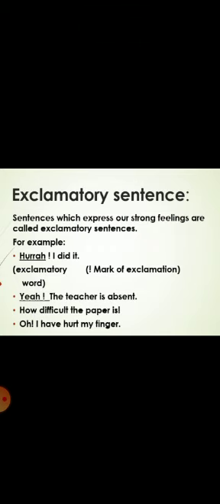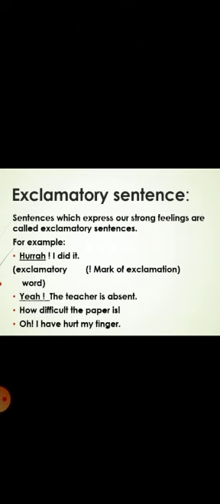Similarly, there is another kind of exclamatory sentence, that is, how difficult the paper is. You are given a paper, and after the paper you are discussing it with your friends, and how do you discuss? How easy the paper is or was, and how difficult the paper is or was. So this also shows your strong expression.